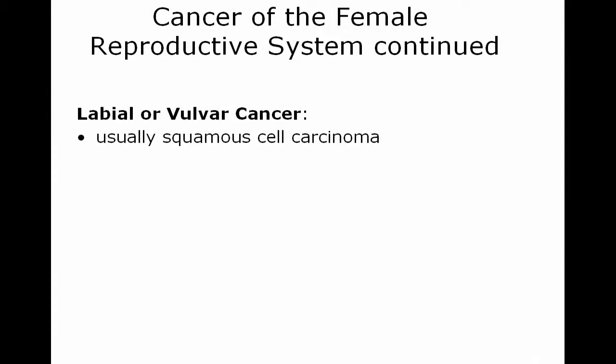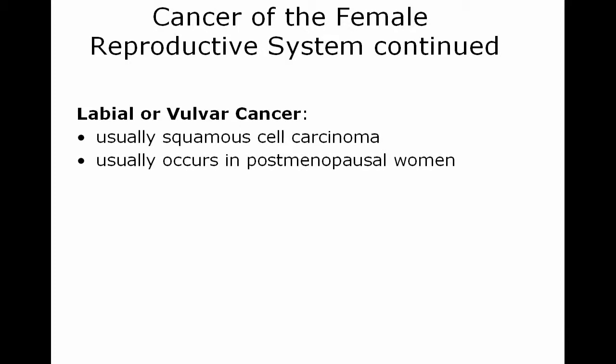The next cancer to look at is labial or vulvar cancer. When a person has cancer of these external genitalia, it's usually a skin cancer like squamous cell carcinoma. It usually occurs in postmenopausal women. Most of the patients will notice a nodule or some type of lesion on the labia or the vulva, and they may have itching associated with this.